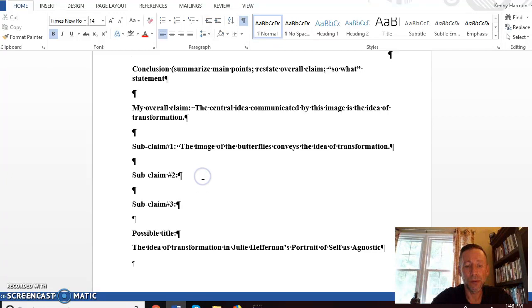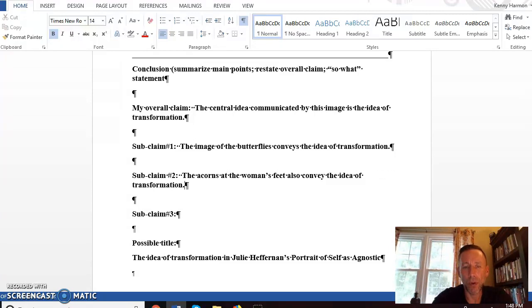I could also state the acorns at the woman's feet also convey the idea of transformation. Now if you want to avoid repeating that word convey in this subclaim because we used it in the other, a good thing to do is to use a thesaurus. Dictionary.com has a great app for your phone with a great thesaurus in it, so you could just find another word that basically means the same thing.